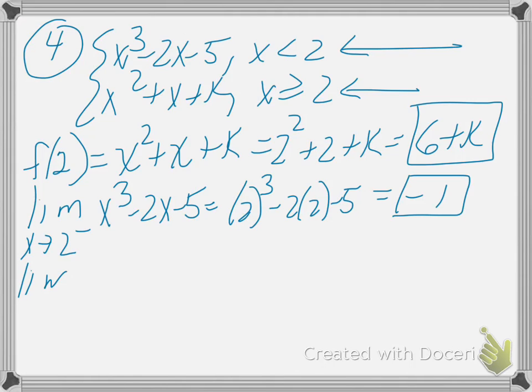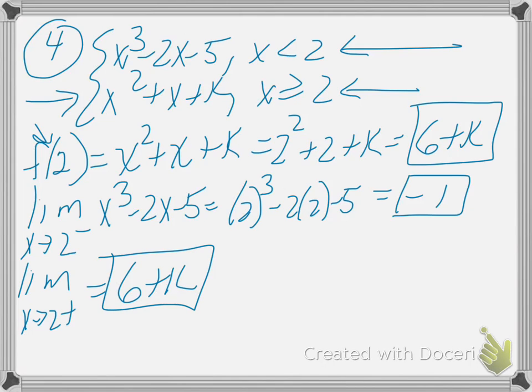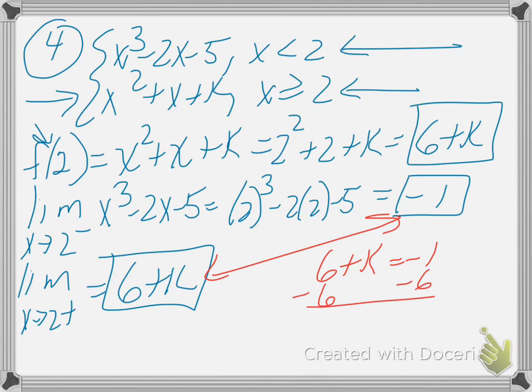Okay, I do the limit as x approaches 2 from the right side, which means that I'm going to be using this function, but I already did that. I did that for f of 2. So I already know that this is going to be 6 plus k. Okay, the only way that this limit is going to exist is if the limit from the left and the limit from the right are the same. These two have to be the same. So I'm going to set them equal to each other. Subtract 6 from both sides. And if k equals negative 7, then the limit would exist, and this function would be continuous.